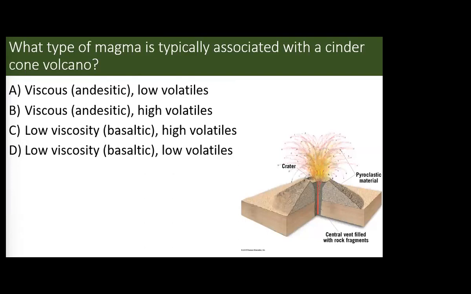So what type of magma do we have with cinder cones? We have viscous and low volatiles, viscous and high volatiles, low viscosity and high volatiles, or low viscosity and low volatiles. There's got to be a better way for me to ask these questions. There's just too many words. What do you guys think?